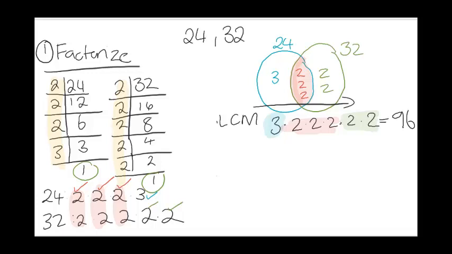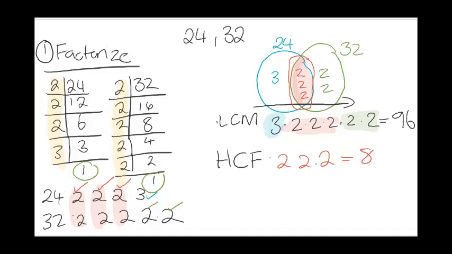Now what do we do in order to get the highest common factor? This one is easy. We just read it. Our highest common factor is the numbers in the middle, in the red highlighted section. So it's going to be 2 times 2 times 2, and that equals 8. And that answers your question.